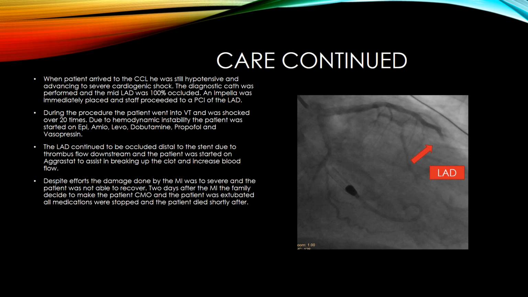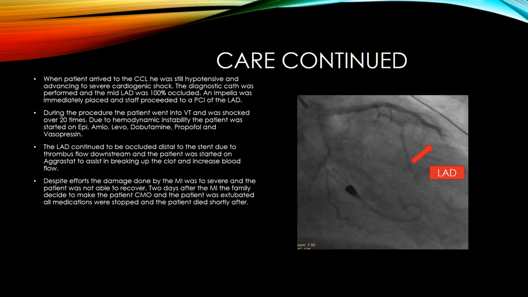During our case, the patient went into VTAC over 20 times, and we had to shock the patient. We ended up placing the patient on Epi, amiodarone, Levophed, dobutamine, propofol, and vasopressin. After we placed the stent on this patient, the patient still had an occlusion downstream. The physician felt like some thrombus had flowed downstream, so we placed the patient on Aggrastat.